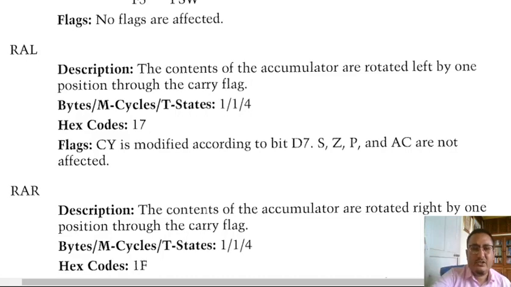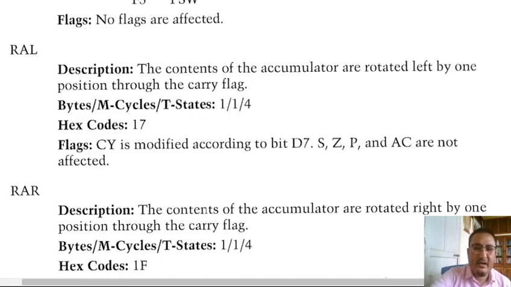Now let us move on to the next instruction, called RAL. The RAL instruction rotates the content of the accumulator towards the left by 1 position through the carry flag. It requires 1 byte, 1 machine cycle, and 4 T states. The hex code is 17. The carry flag will be modified as per D7, because D7 will be moved onto the carry flag, and the sign, zero, parity, and auxiliary carry flags are not affected.